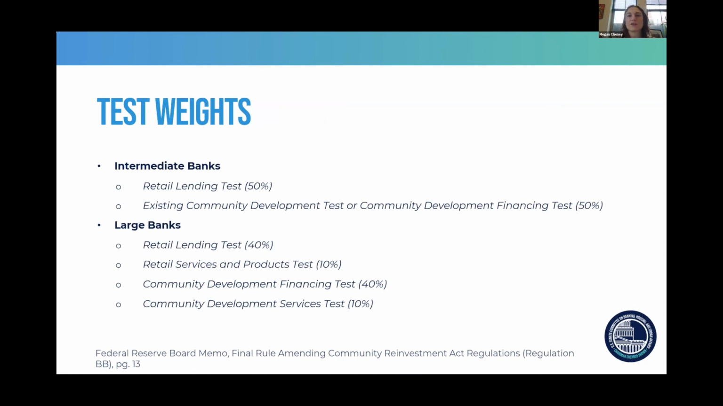And so when regulators are looking to assign ratings for CRA, every bank gets an overall rating of outstanding, satisfactory, needs to improve, or substantial noncompliance. So when regulators are assigning those ratings, they take into account these different tests that we'll talk about. And so they're weighted differently. Every test has a weight that's assigned to help determine that final rating.